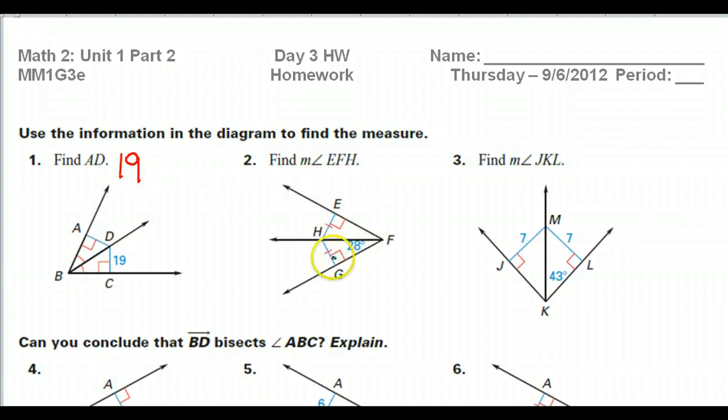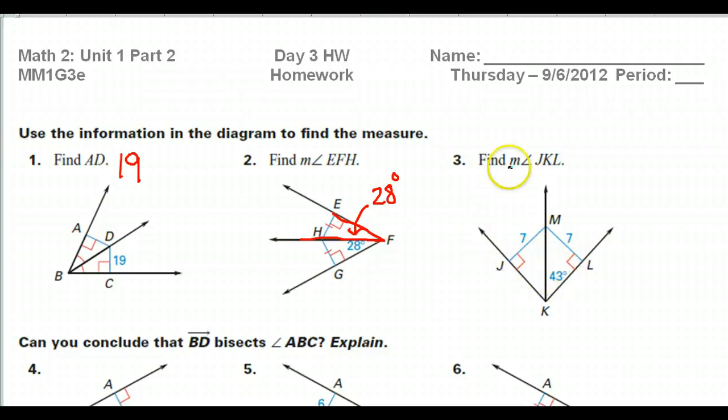Number 2. We're supposed to find angle EFH. That, of course, is this angle right here, EFH. The distances are the same. They are 90 degrees, so that means the angles will be the same. So this should be 28 degrees, same as the other one.